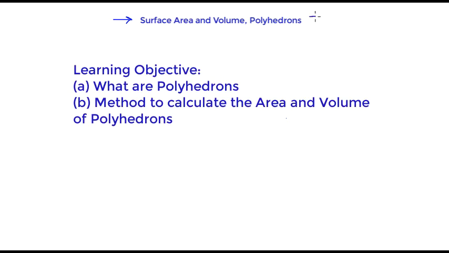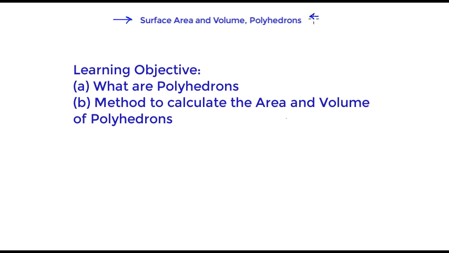Welcome back to another tutorial in which we are going to discuss the surface area and volume of polyhedrons. In addition to that, we will also learn the fundamental definition of a polyhedron. Okay. Well, the simple concept is a polyhedron is a three-dimensional object that has straight edges.